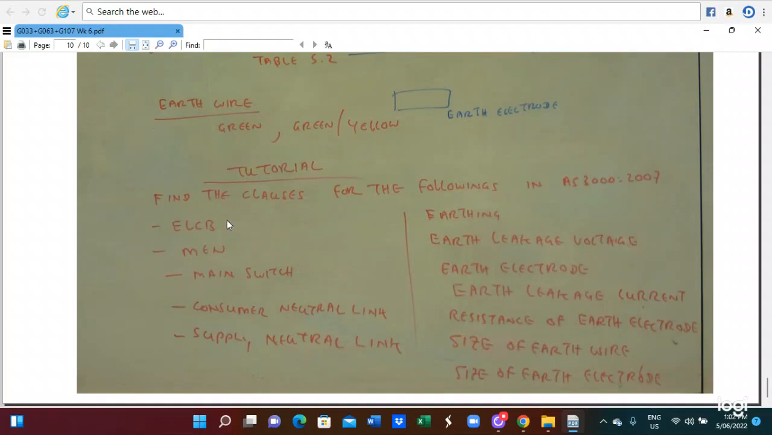You have to answer and find the clause for AS/NZS 3000 covering ELCB, MEN, base rate, consumer neutral link, supply neutral link, earthing leakage voltage, electrode, leakage circuit, resistance of the earth electrode, and size of the electrode. Those things you have to supply according to AS/NZS 3000. This is for electrical trade one. We're talking about the protection of electrical equipment and electrical installation.